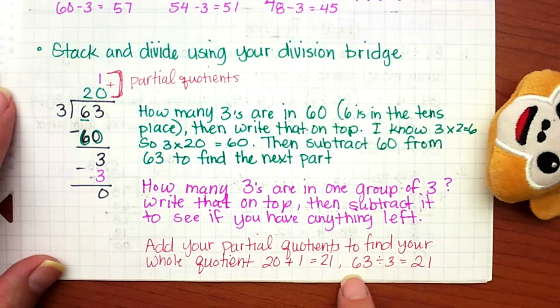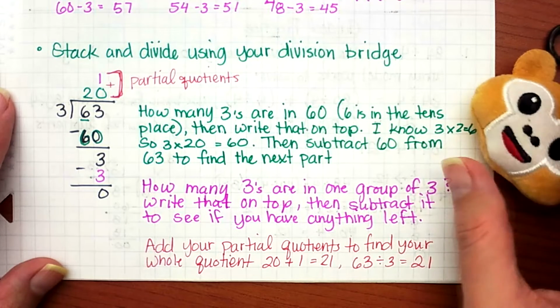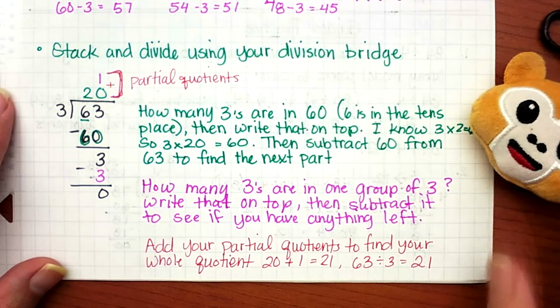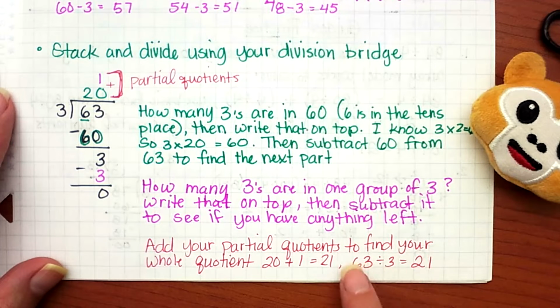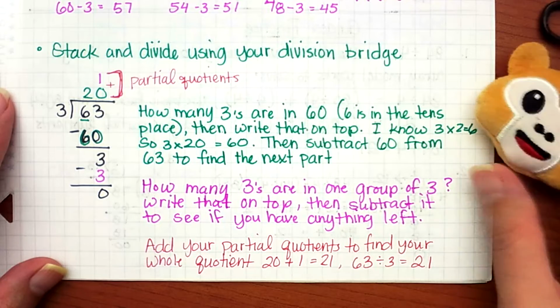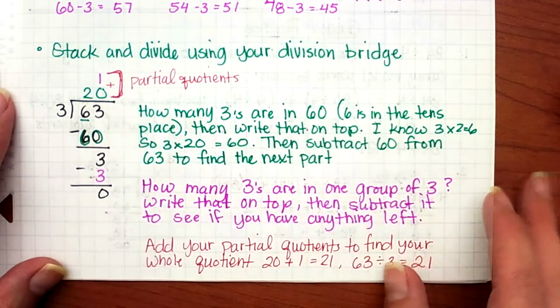Now, the way you check your work is to do the inverse operation. Remember, that means the opposite. So the opposite of division is multiplication. Instead of doing 63 divided by 3 is 21, you can do 21 times 3. And if you get 63, then you know your answer is correct. Now, if you were working with an equation that had remainders, after you did your multiplication, you would add in the remainders to see if you got back to your original dividend that you were given.